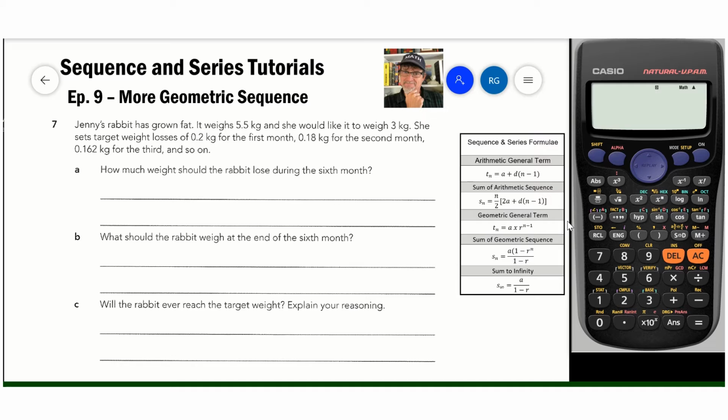Well, we're doing the geometric general term here, so there's 3 variables that we need, right? We need an a, which is the first term, and we've got that right here. This sequence is going from 0.2 to 0.18 to 0.162. So it's not a common difference. It's a common ratio, and we got to figure out what that ratio is because that's our variable r. So as it goes from 0.2 to 0.18, well, what's that difference? 0.2 minus 0.18.